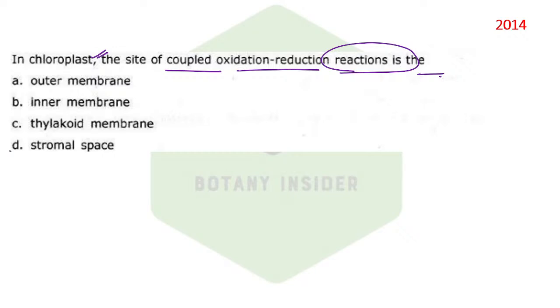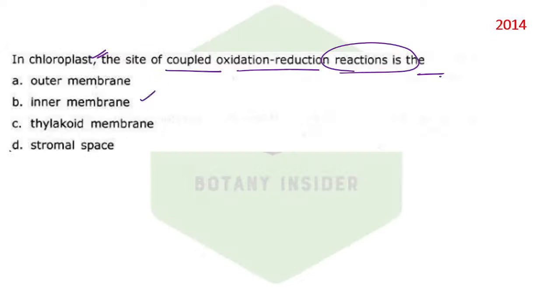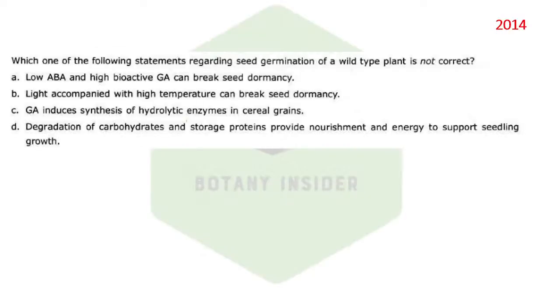Done. Let's see. The question is asking for the site of coupled oxidation reduction reaction. The answer is option number C. That is your inner membrane. Coupled oxidation reduction reaction. Kanika, revise this particular thing. It's the inner membrane. Next question.